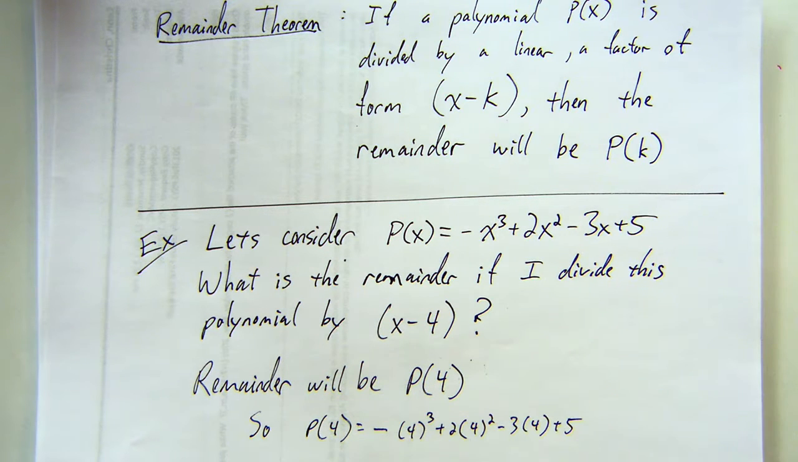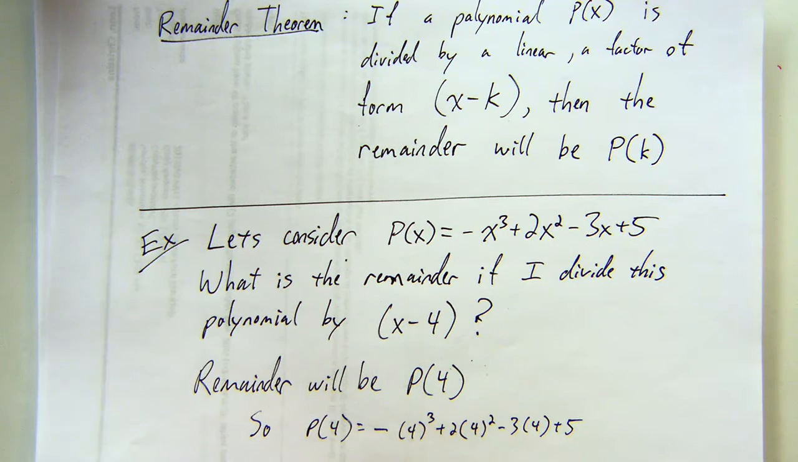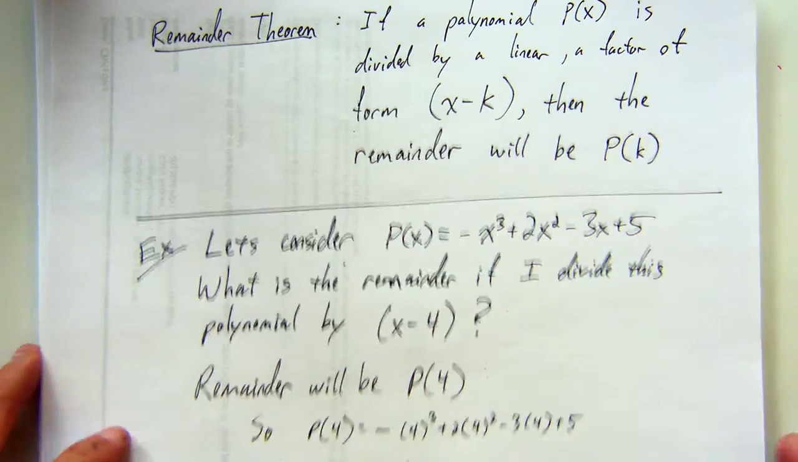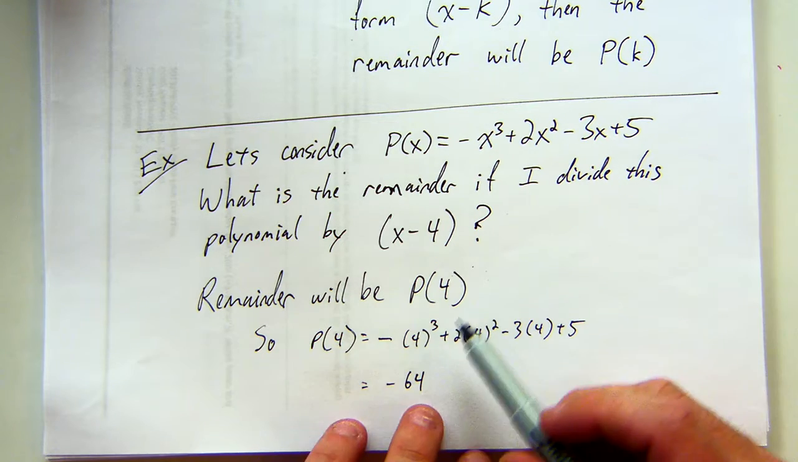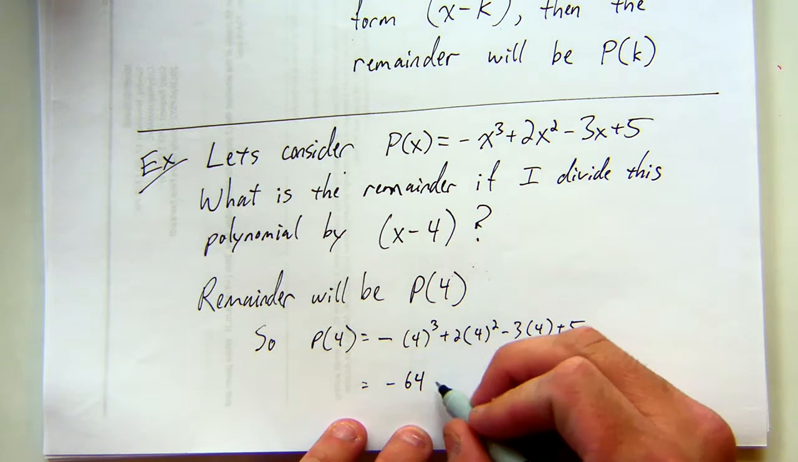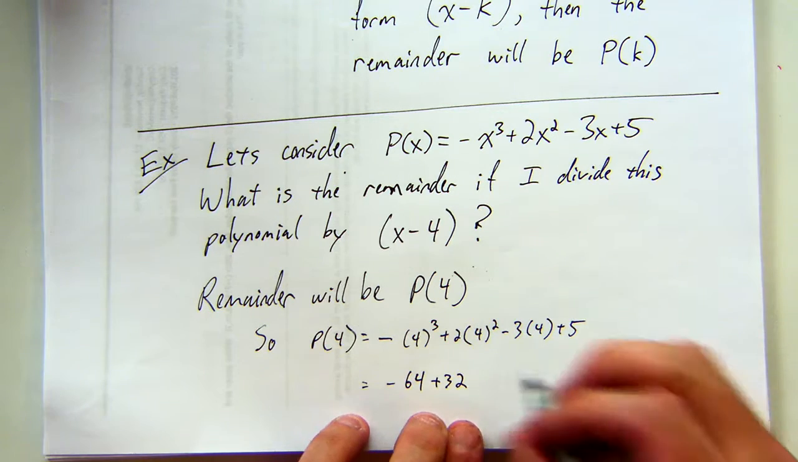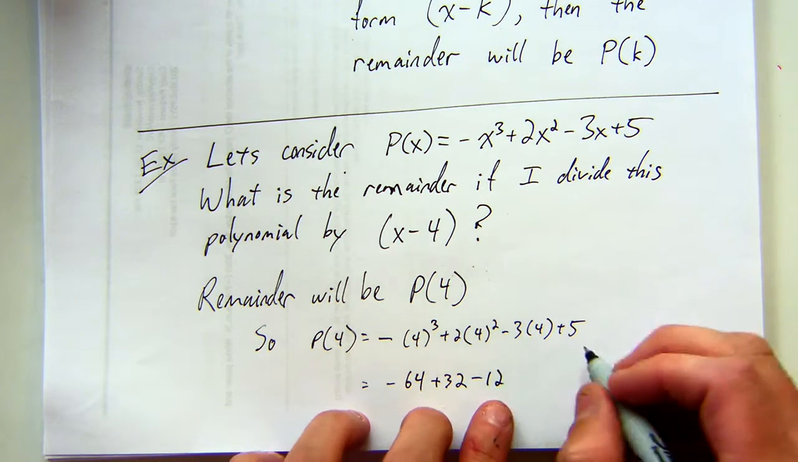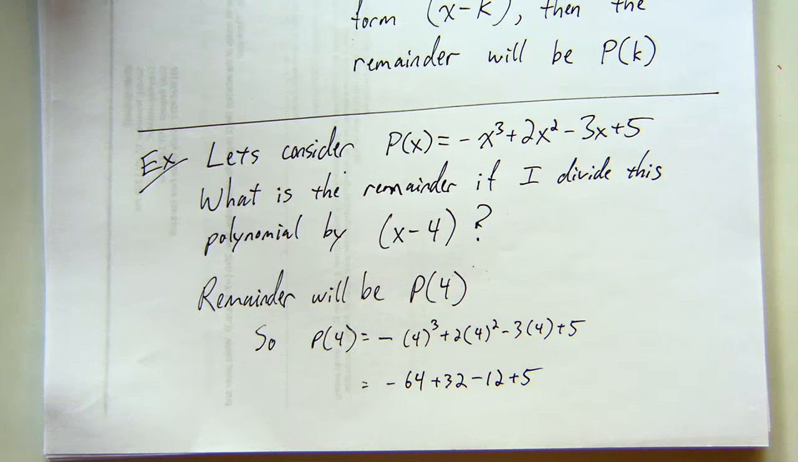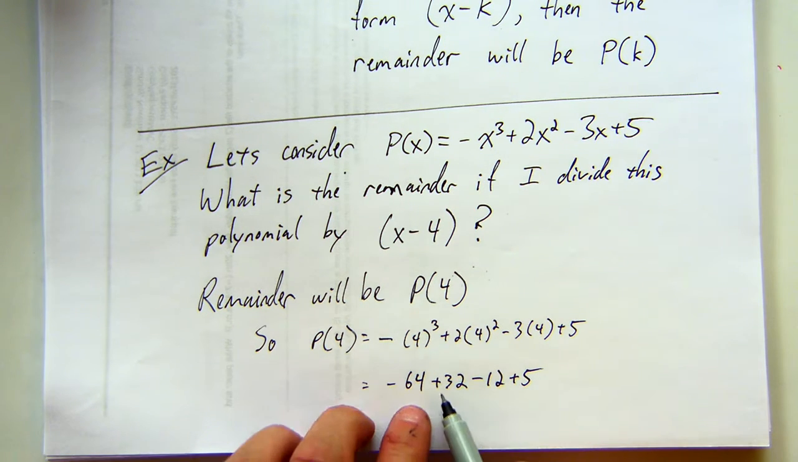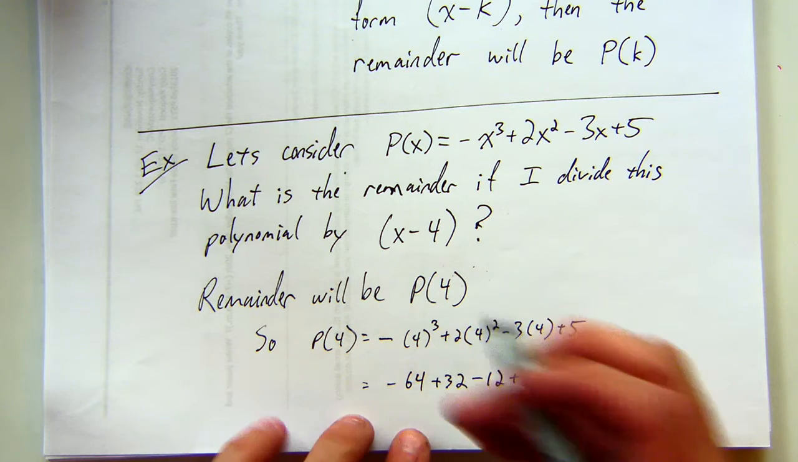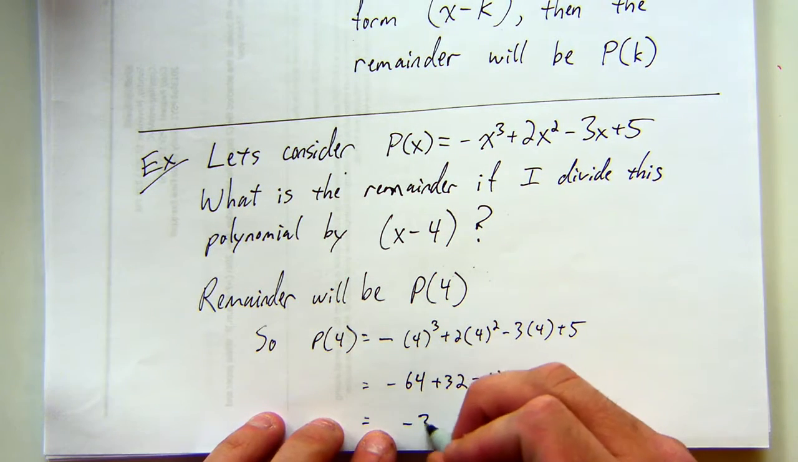So 4 cubed is what? Is it 64? Yeah, so it'll be negative 64. 4 squared is 16, times 2, that's going to be a positive 32. Minus 3 times 4 is a minus 12, and then a plus 5. If you add all that up, this will be negative 32 minus 7. Is it a negative 39?